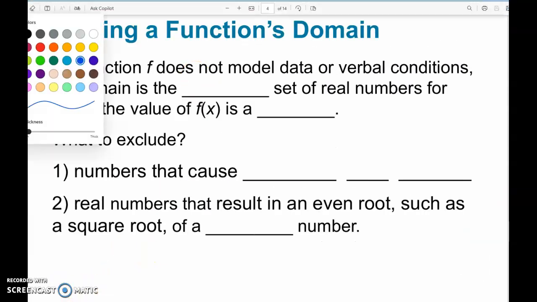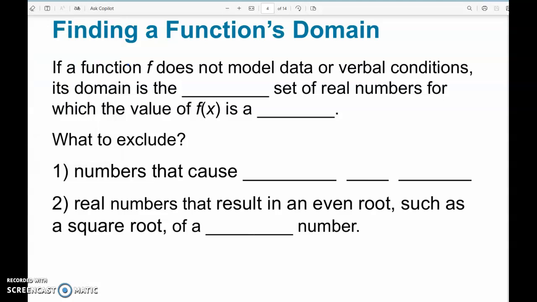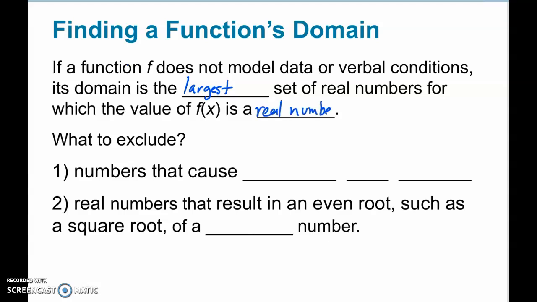So let's fill in the blank here. It says if a function f does not model data or verbal conditions, its domain is the largest set of real numbers for which the value of f of x is a real number. What that's saying is, we want to find what are all the possible values for x.